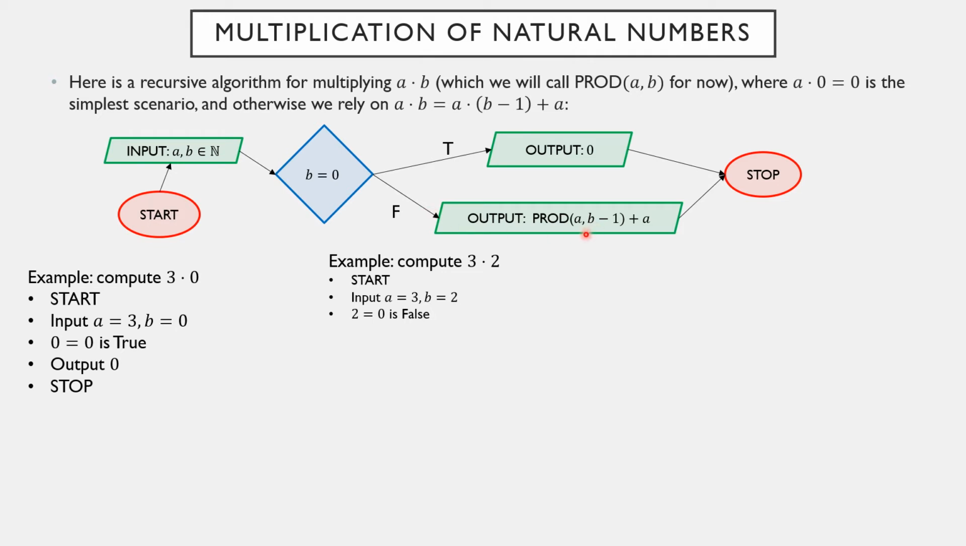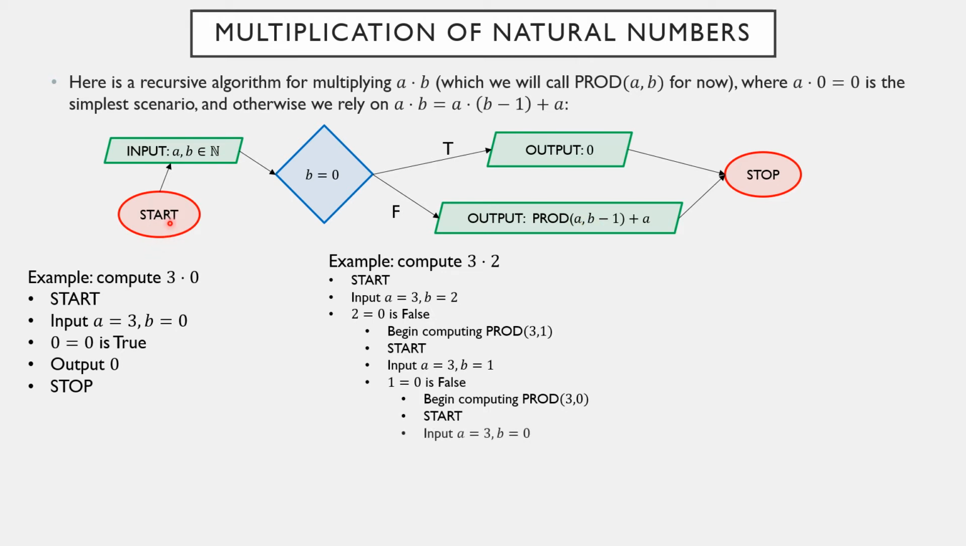So I go down here, and now I have to ask what's the product of a, which is 3, and b minus 1, which is 1. So I start computing that. Come back to the beginning, start, input a is 3 and b is 1. Is 1 equal to 0? It sure isn't. So come down here and try to compute the product of a and 0. 3 and 0. Back to the beginning, start, input a is 3, b is 0. Is b 0? Yes it is, hooray.